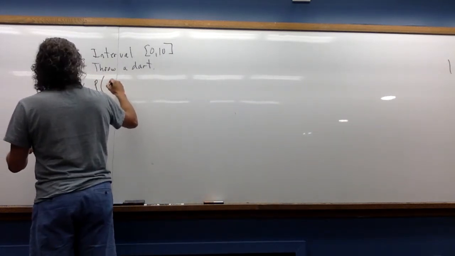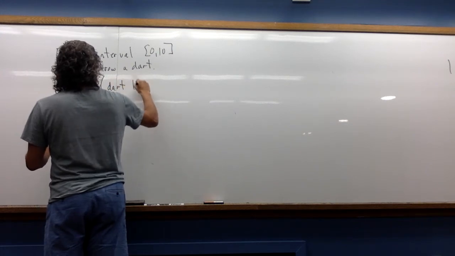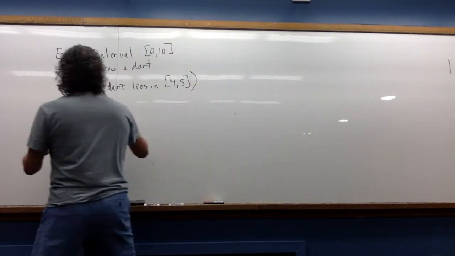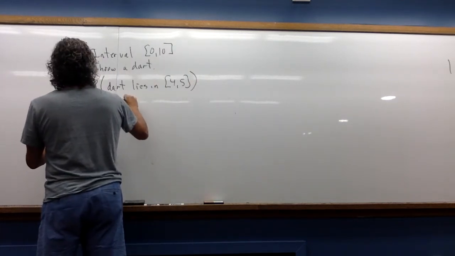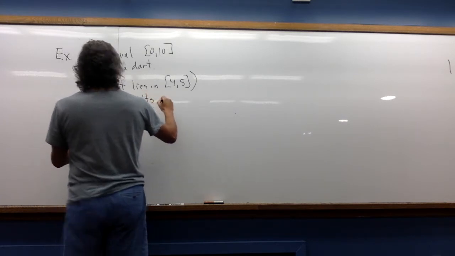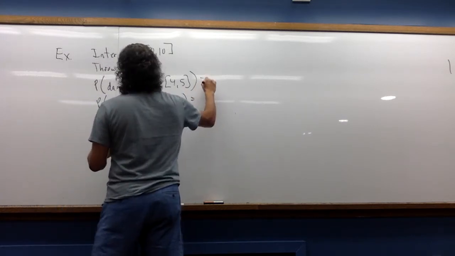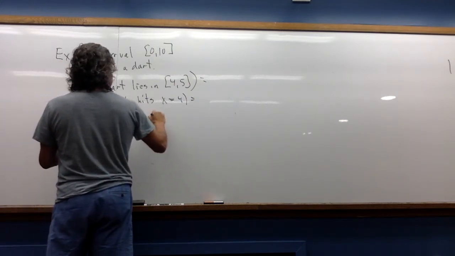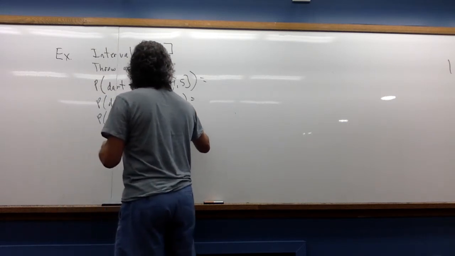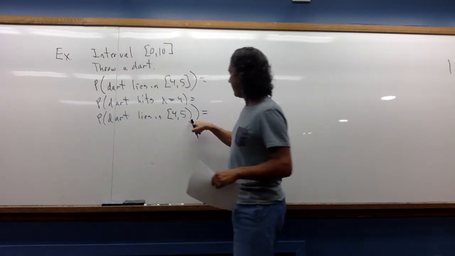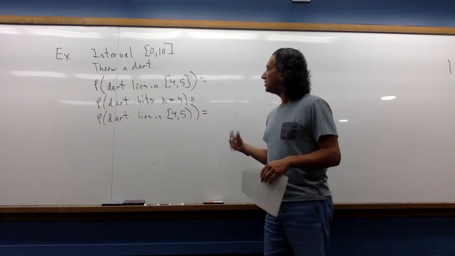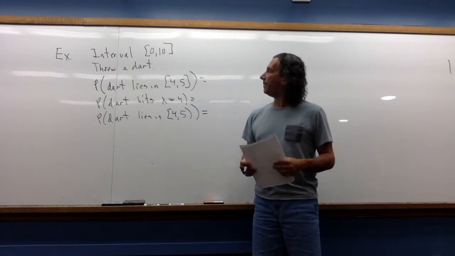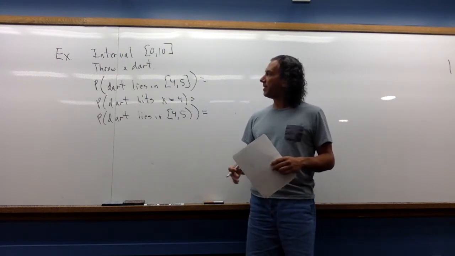What's the probability that the dart lies in 4 to 5, somewhere in that interval? What's the probability that the dart hits exactly x equals 4? And what's the probability that the dart lies in the open interval (4, 5)? So pause the video, use your intuition to try to solve this, and then after you're done thinking about it, press play.